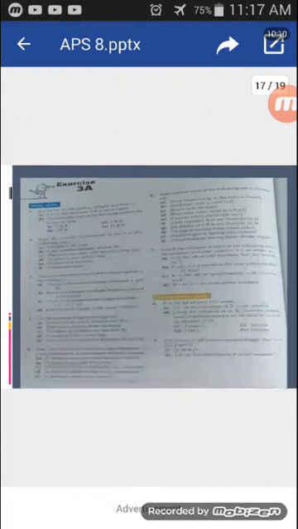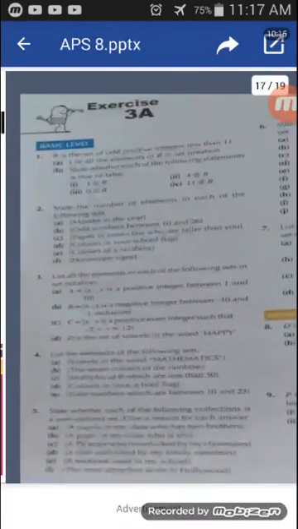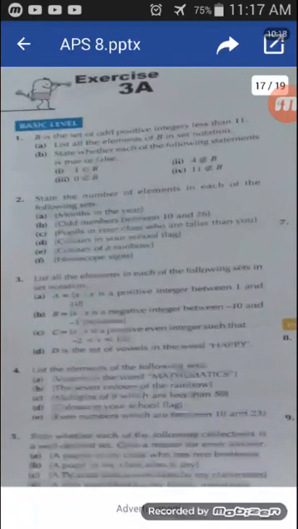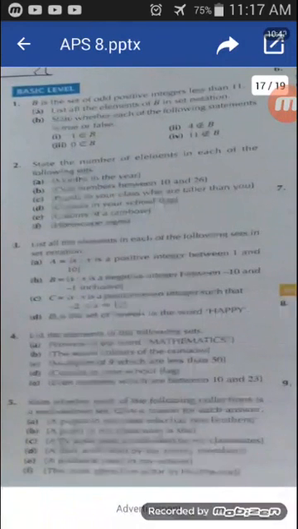Exercise 3A. Question number 1 is, B is a set of odd positive integers less than 11. List all the elements of B in set notation. You just write it as set notation. Question number 2 is, state the number of elements in each of the following sets. You just write the number of elements in the given set, like months in the year. There are 12 months in the year, so you write 12.